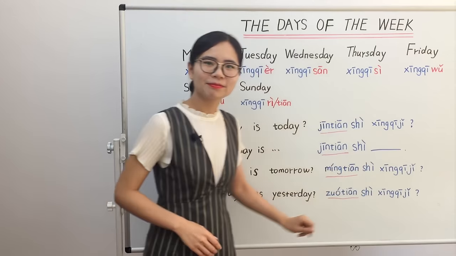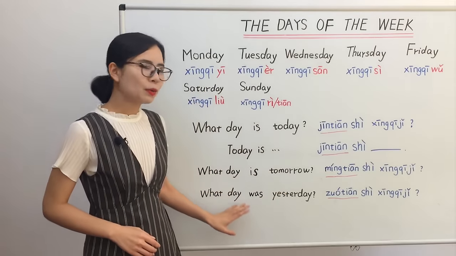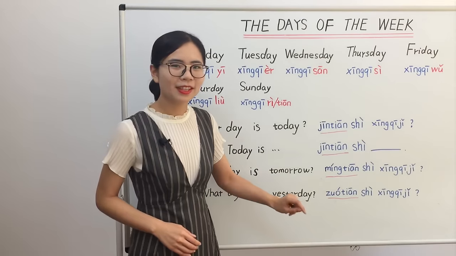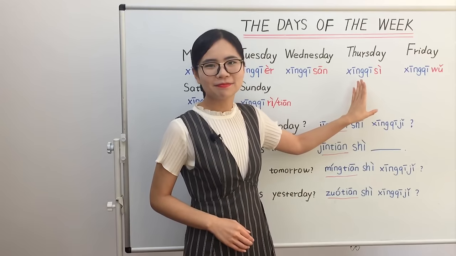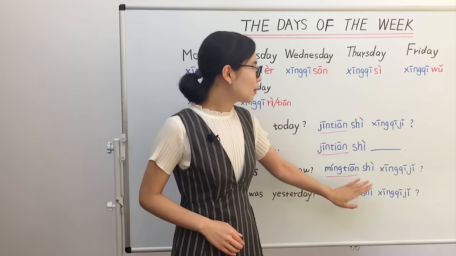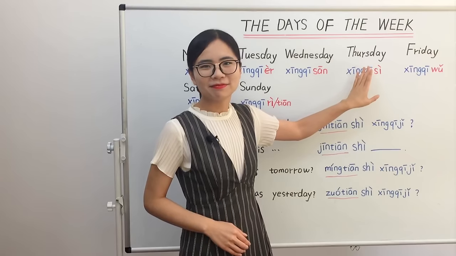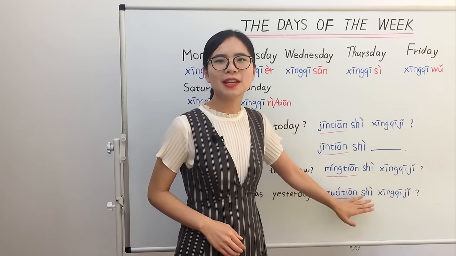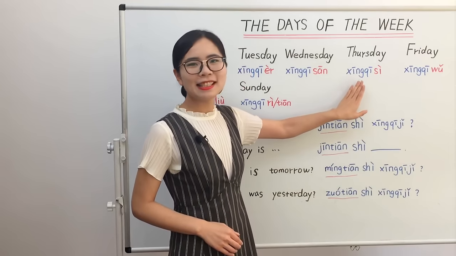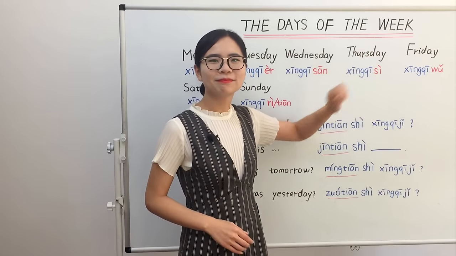昨天是星期几? What day was yesterday? 昨天是星期四. Yesterday was Thursday. 昨天是, Yesterday was. 星期四, Thursday.